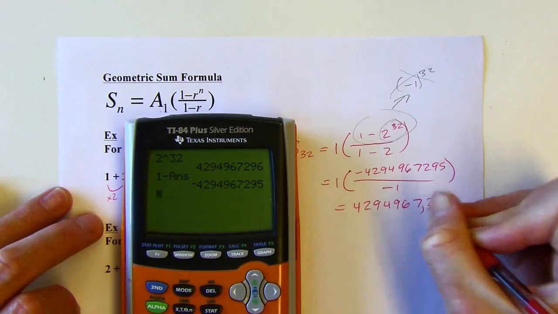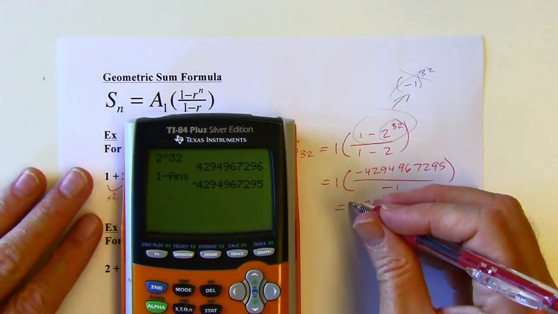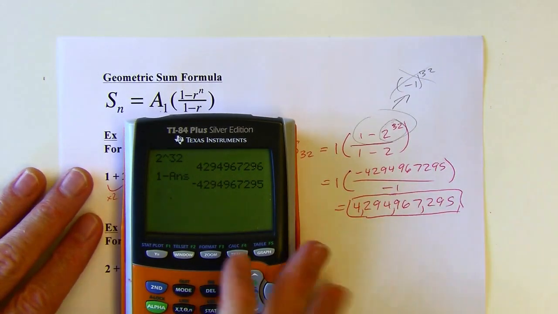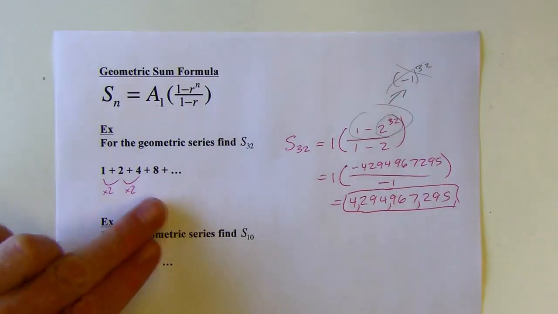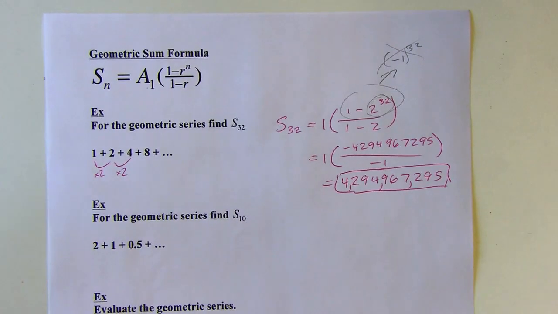7295. Put in some commas there. Yeah, so there we go. Large number. I'm glad I didn't do that by hand because it would have taken a while. It's surprising how large those numbers get that quickly, but it's moving exponentially, really, right? Because we're multiplying to get from term to term.